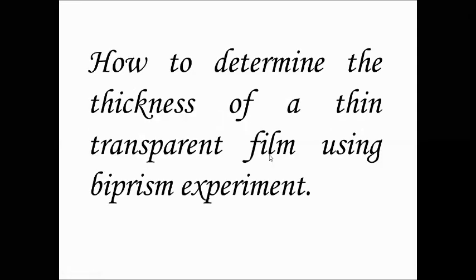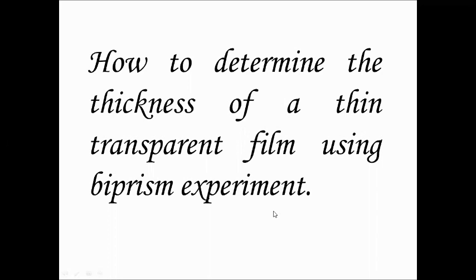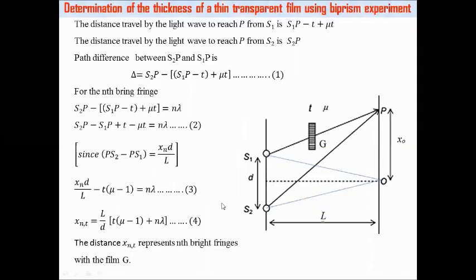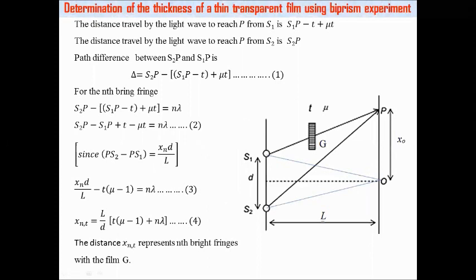This is lecture 3, part 4. In this lecture, I will discuss how to determine the thickness of a thin transparent film using biprism experiment. The biprism experiment can be used to measure the thickness of a given thin sheet of transparent material.